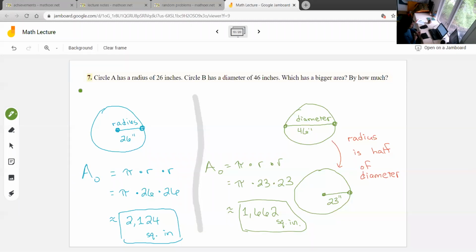Okay, we're not actually done though. It's asking how much bigger is one than the other, so I need to subtract.